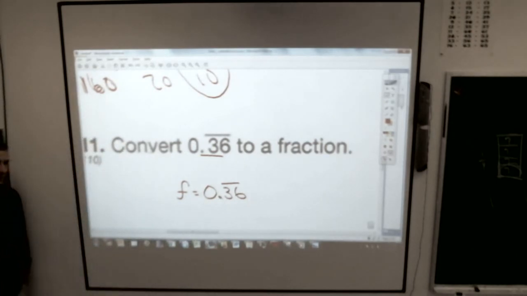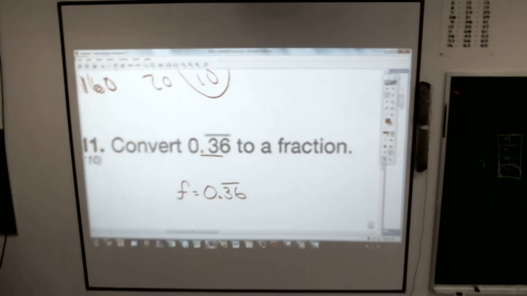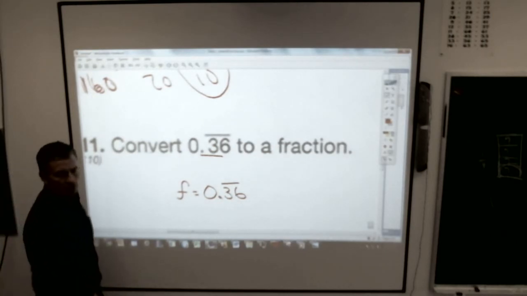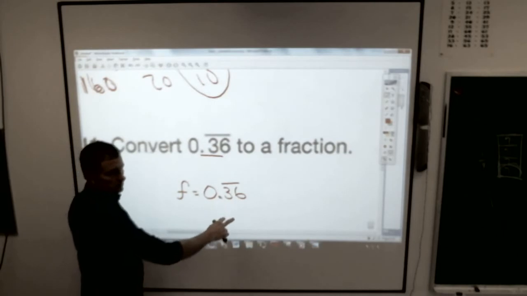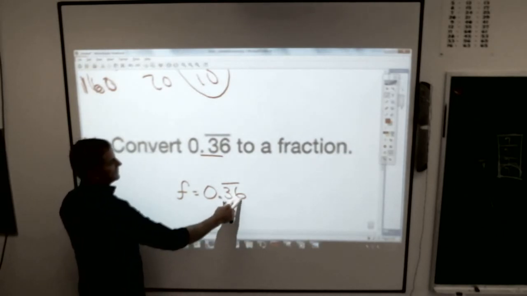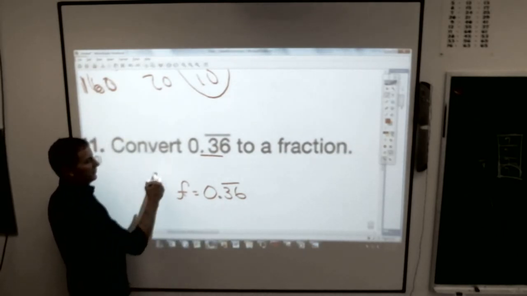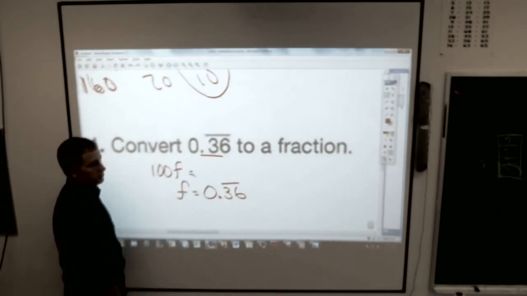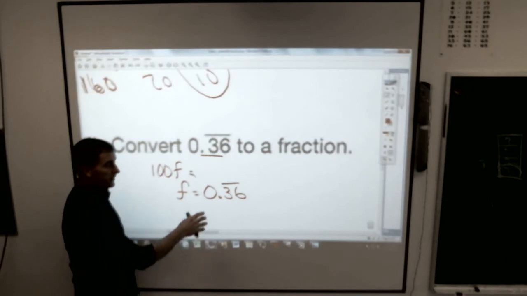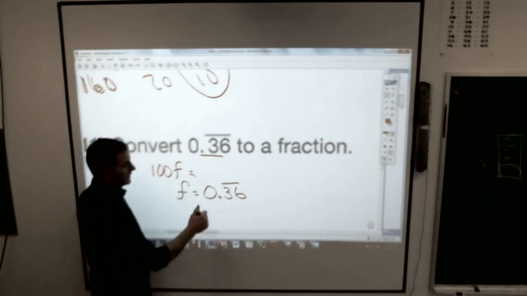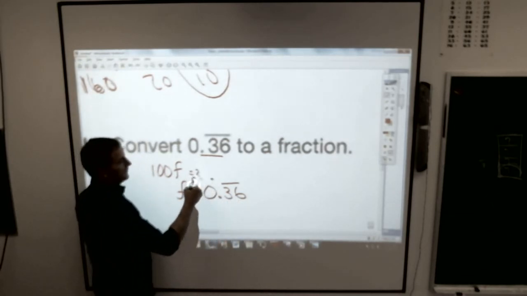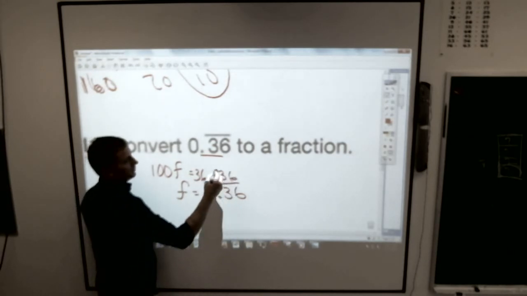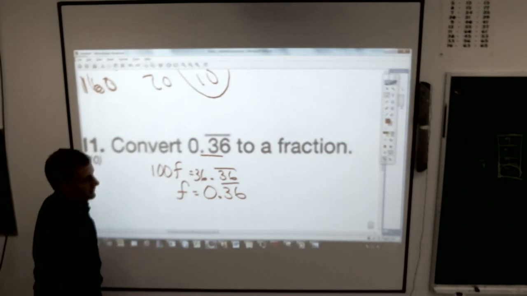However many digits repeat, that's however many zeros next to the 1 you multiply by. Since there's 2 digits there, you multiply by 100. 100 times f is 100 f's. Here's where most people make their mistakes. When you multiply this by 100, the decimal moves 2 places to the right, leaving you with a 3 and a 6 on this side of the decimal. Then the 3 and the 6 keep repeating, so that's what's left on the other side of your decimal.